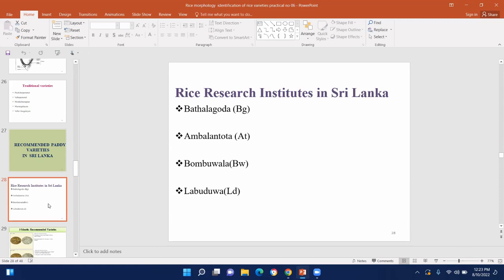They mention some names: BG, AT, BW, LT. You know some paddy varieties, BG 300, BG 358, BG 400, like that. That is the meaning of which research institute released that variety. In your spot exam, sometimes we will ask what is the extension of BG, what is the meaning of AT, what is the meaning of BW, what is the meaning of LT, like that.